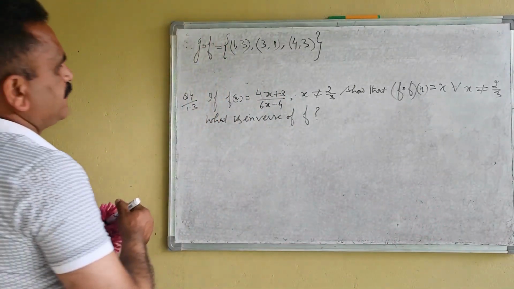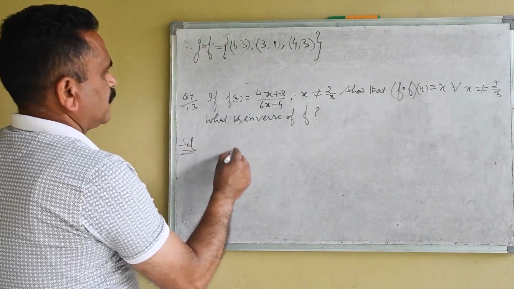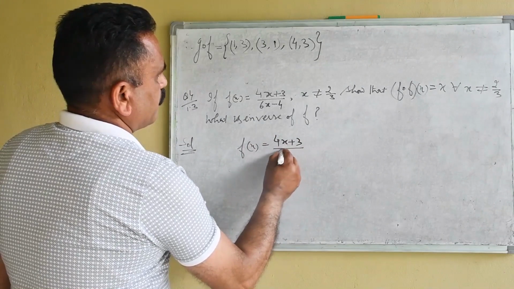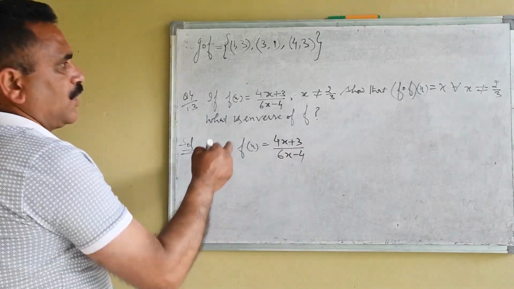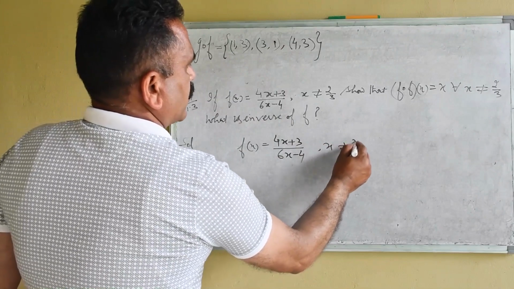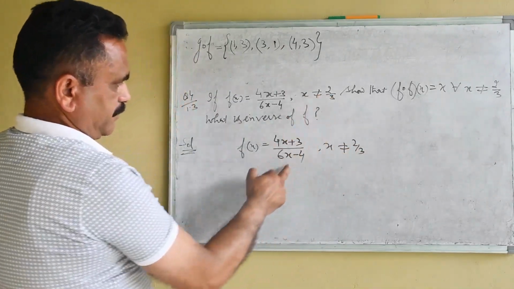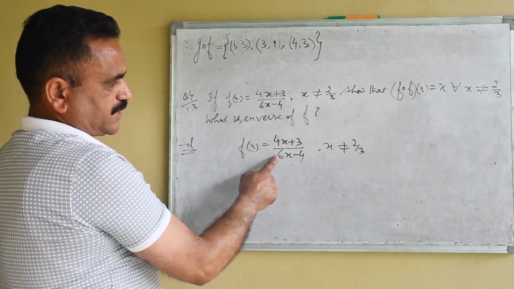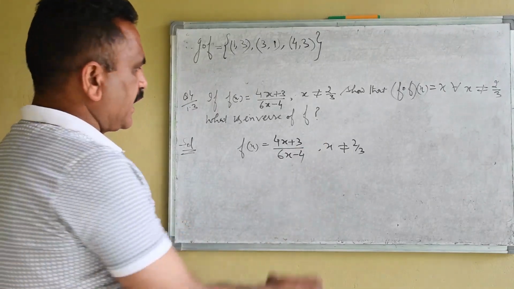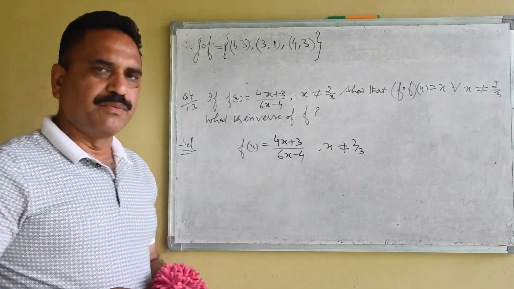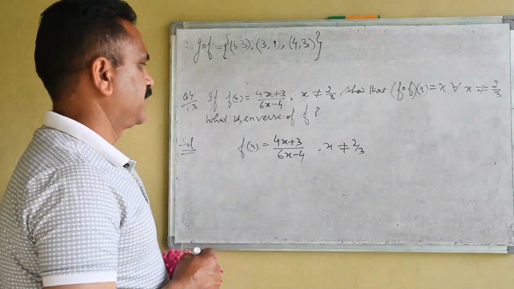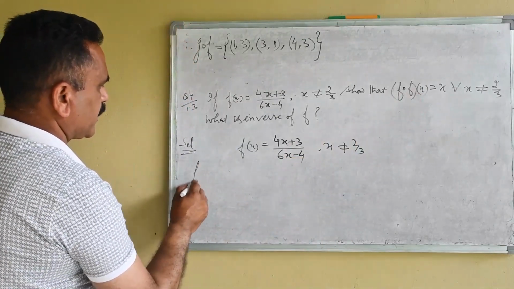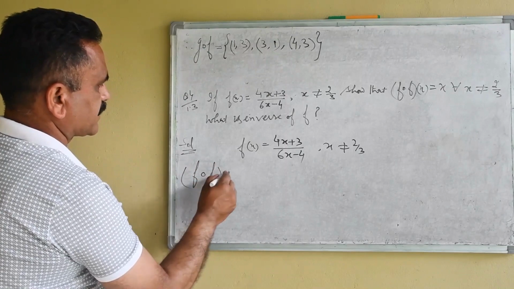Here f(x) is given as f(x) is equal to (4x plus 3) by (6x minus 4), x is not equal to 2 by 3. Why have we written this as 2 by 3? Because if instead of x we substitute the value 2 by 3, then what will happen? 3 times 2 is 6, 2 times 2 is 4, 4 minus 4 is 0, and division by 0 is not possible in mathematics because it is undefined. I already explained it. Now come to the question. We are required to find f of f(x).